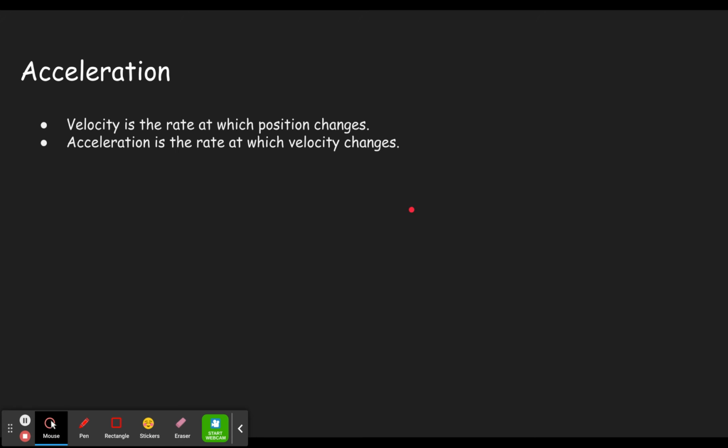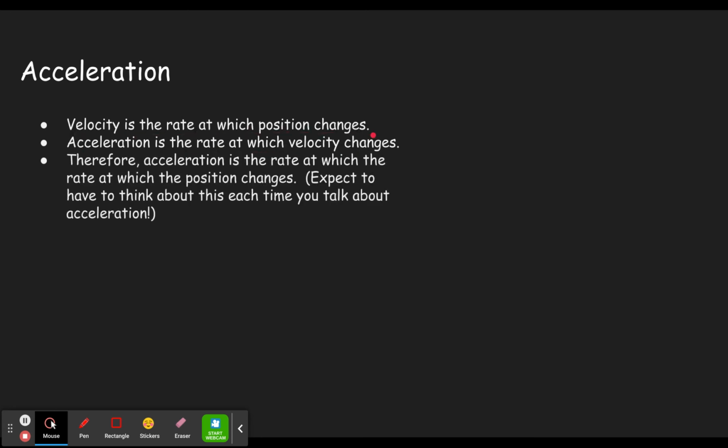Then how much does that speedometer change each second? That's what acceleration is. Now, acceleration will confuse a lot of students because, let me put it this way, if acceleration is the rate at which the velocity changes and velocity is the rate at which the position changes, that means acceleration is the rate at which the position changes. The rate of a rate? Oh my goodness, no wonder it's confusing. Okay, so be sure you stop and think about it. One really helpful thing is picturing yourself in the driver's seat watching the speedometer.